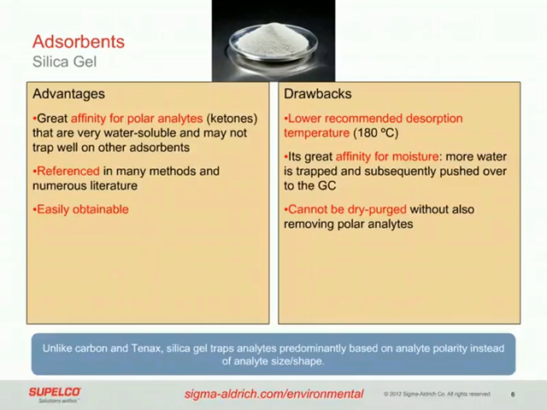Silica gel, unlike carbon and 10X, traps analytes predominantly based on analyte polarity instead of analyte shape and size. So it's a little bit different than both the carbon and the 10X in that regard. But what that allows is a great affinity for polar analytes, especially the ketones, that are very water soluble and may not trap well on other adsorbents.